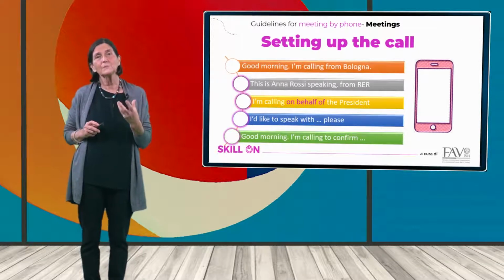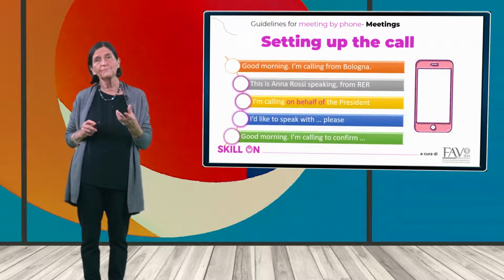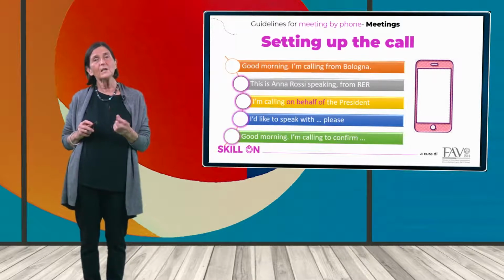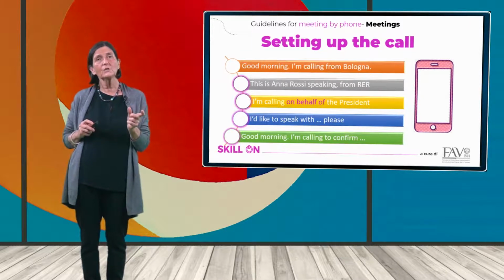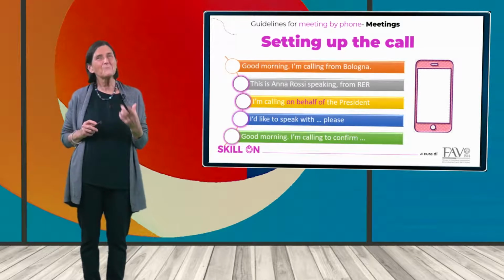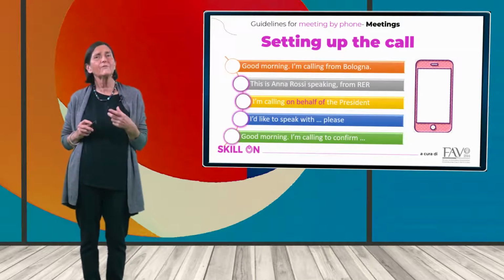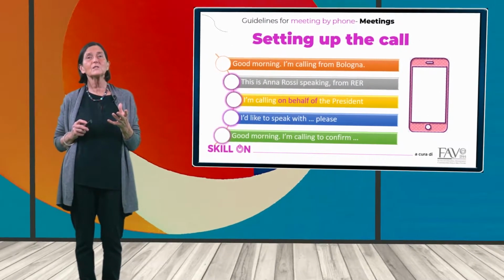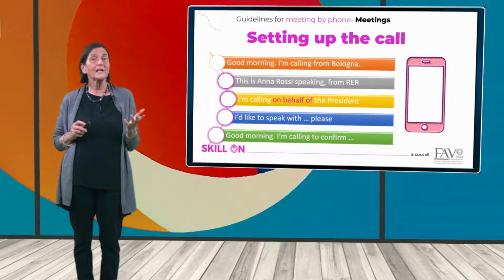And then you can specify where you're calling from. I'm calling from Bologna. Notice we use the present continuous, not I call from, but I'm calling from Bologna, or I'm calling from the Emilia-Romagna Regional Government. To introduce yourself, you don't say I am. In Italian you say sono.